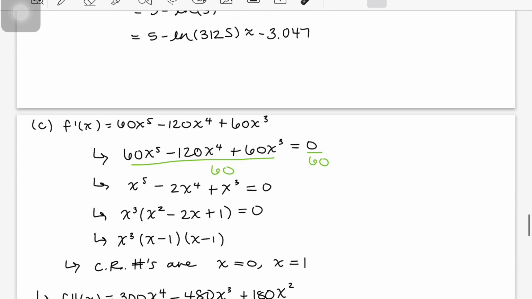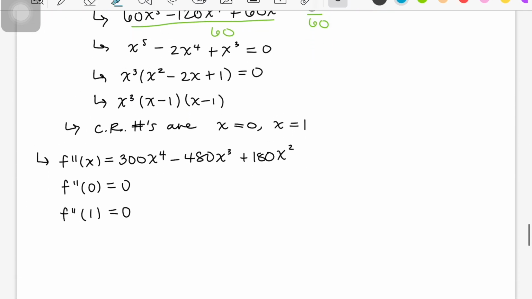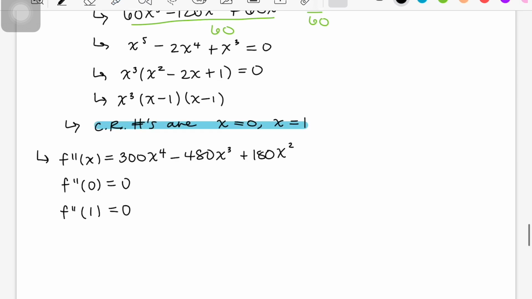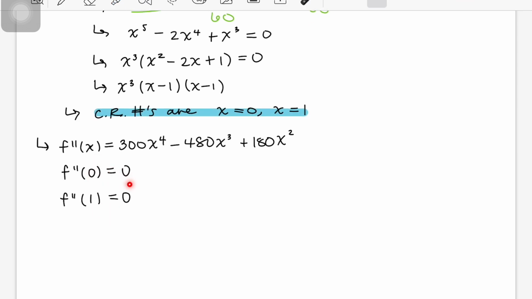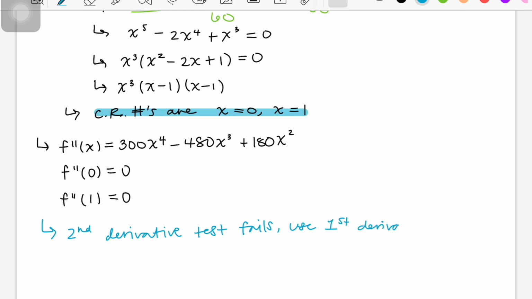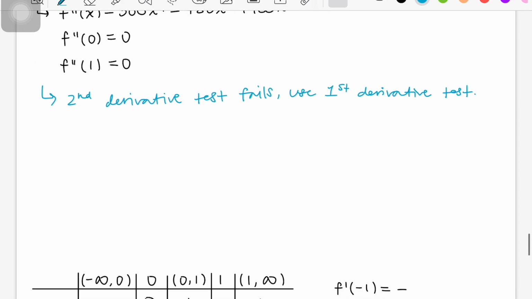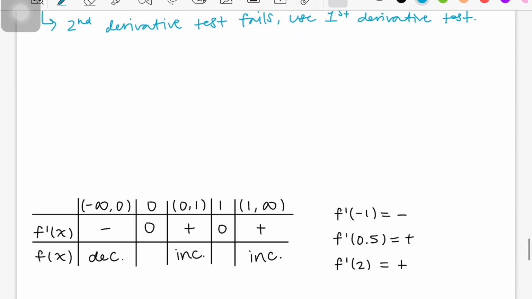So in this case, these are our critical numbers, and we saw that they both produce 0 when being plugged into our second derivative here. So this tells us that our second derivative test fails. And so what we'll do is use our first derivative test. And in the interest of time, I've already done that for us.